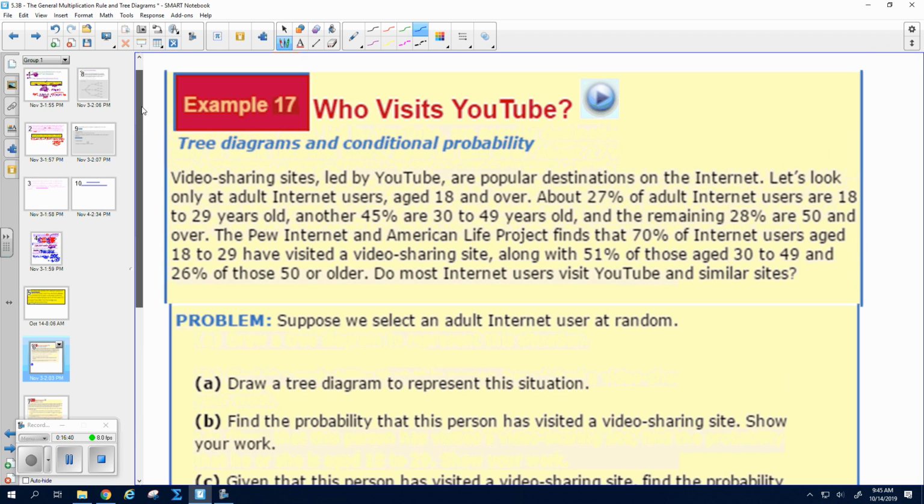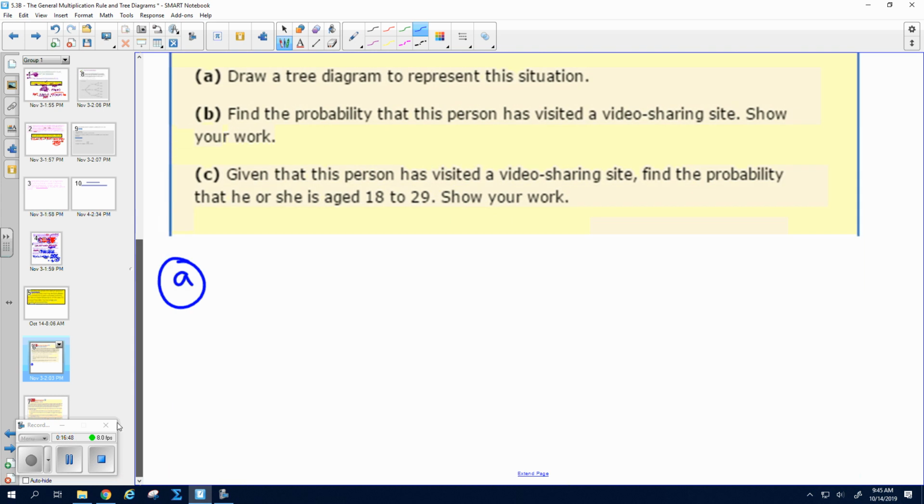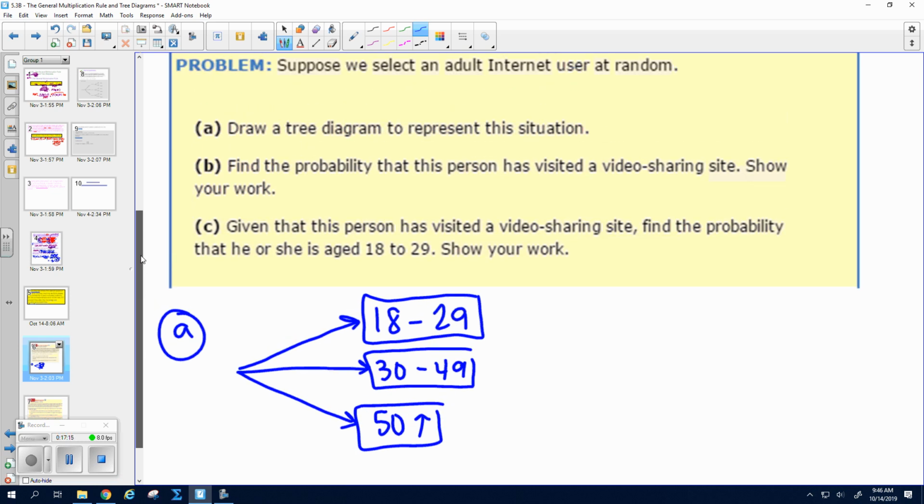Kane, how many branches do you think we have on the first one? There are 3. Good. We got to separate it by age group. So I'm going to go 1, 2, 3. So we have our 18 to 29-year-olds. And then we have our 30 to 49-year-olds. And then we have our 50 and overs. And they just tell you basically what percent use the internet.